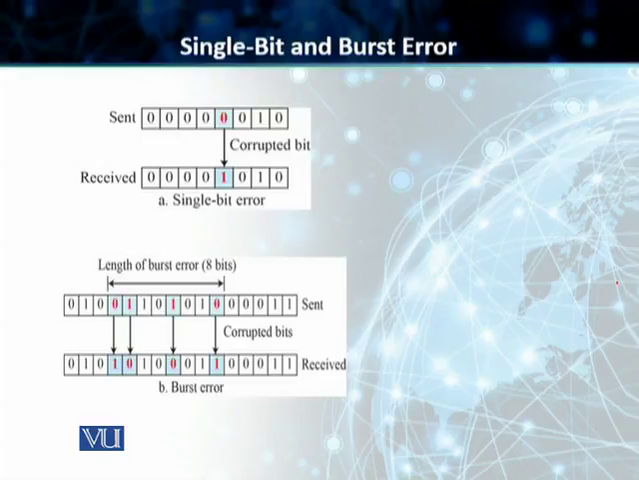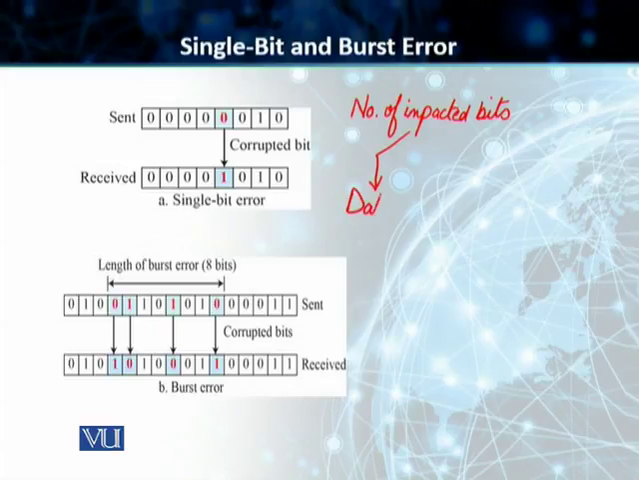Students, in this particular case, you need to understand that the number of bits that get impacted, the number of impacted bits, it actually depends on two things. The first thing is your data rate. What is the data rate of the data that you are transmitting? Students, the second thing is the duration of the noise signal or the duration of the noise source. So we will call it the duration of the noise.